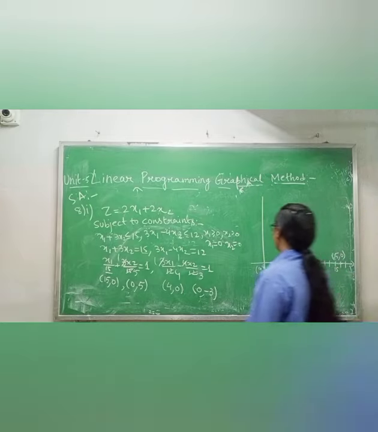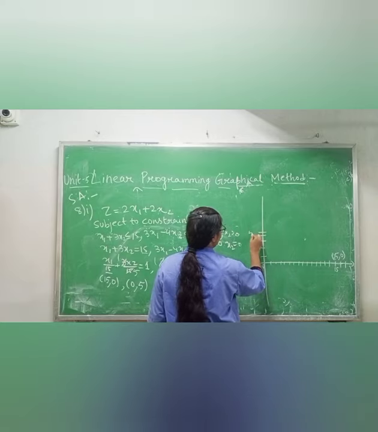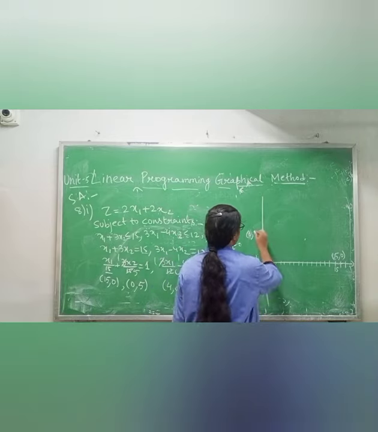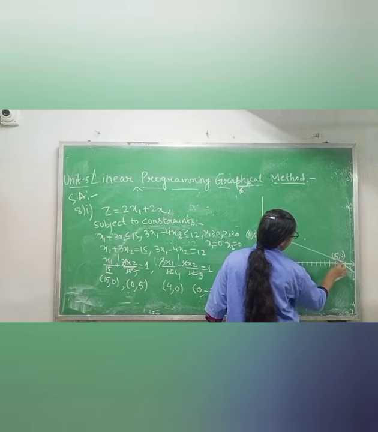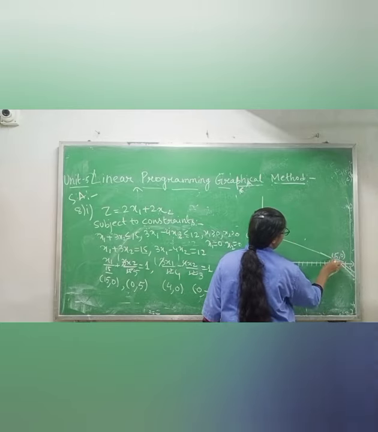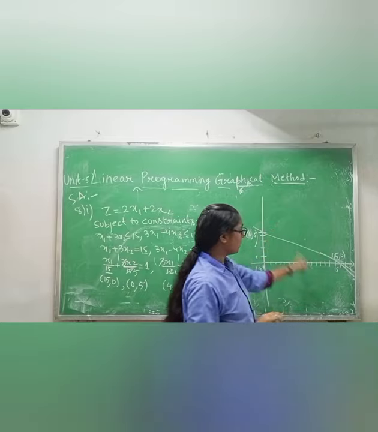So where will we put 0, 5 here? 1, 2, 3, 4, 5. So we will put 0, 5. And using your scale, what you will do? You will draw one straight line between 15, 0 and 0, 5. Okay, draw one straight line.